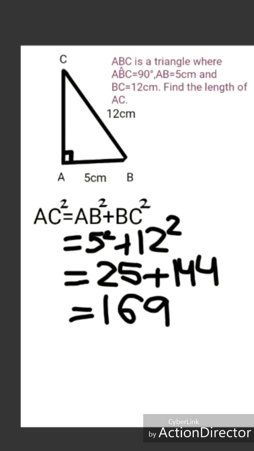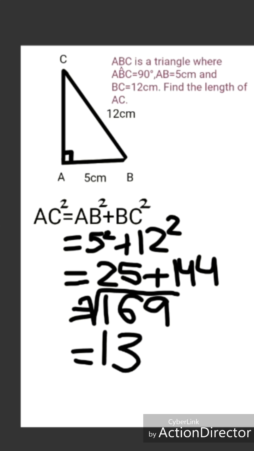Now since we need to find the length of AC and not AC squared, you find the square root of 169, which is 13. And this is because we are applying a basic rule that you should have learnt: left hand side equals right hand side. Moving back to the question, the square root of 169 is 13, so the answer is 13 centimeters.